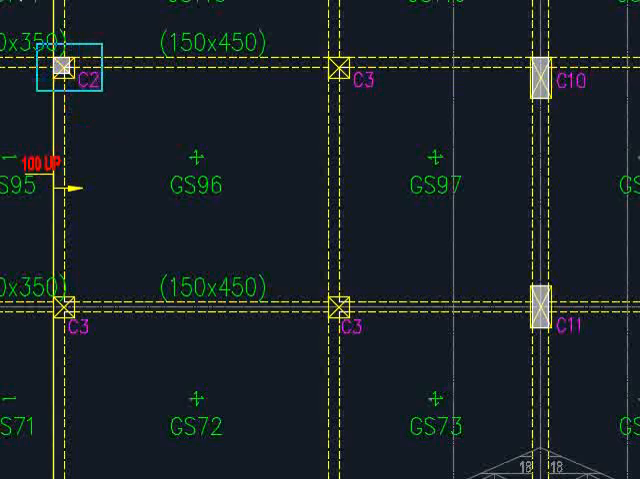When the lower column is a bigger size than the upper column, this will need to be reflected in the column schedule as well.